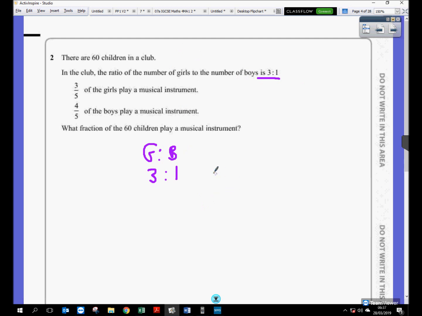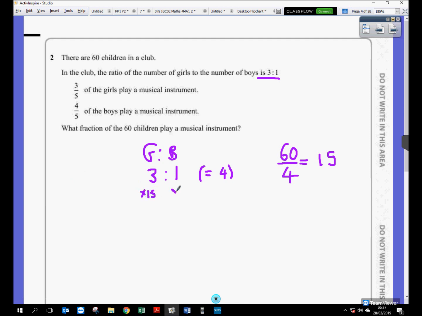There are 60 children in the club. The ratios add up to 4. There's 4 parts altogether, and these 4 parts are worth 60 children. So what I'm going to do is work out how many girls there are and how many boys there are. So 60 divided by 4 because there's 4 parts altogether, and the children is represented by the 4 parts. 1 part is worth 15.